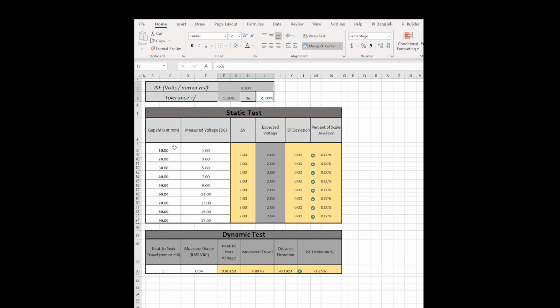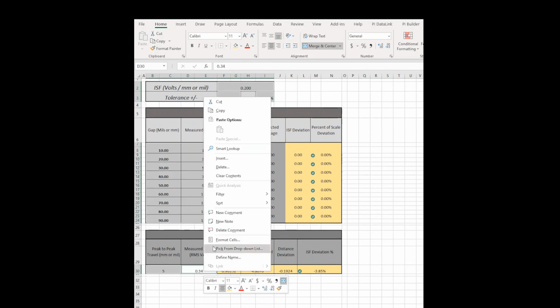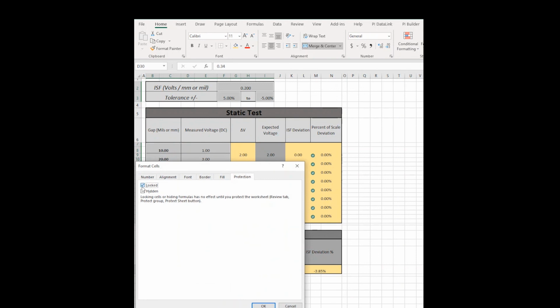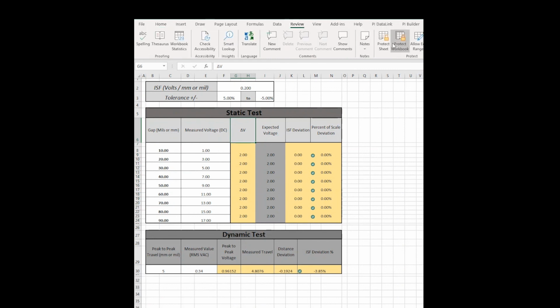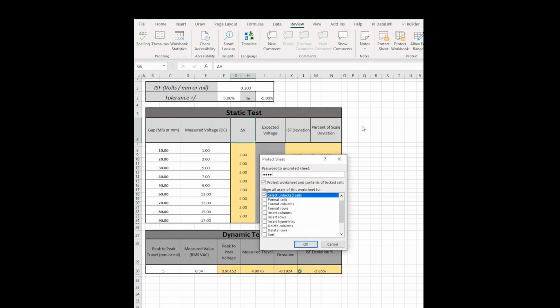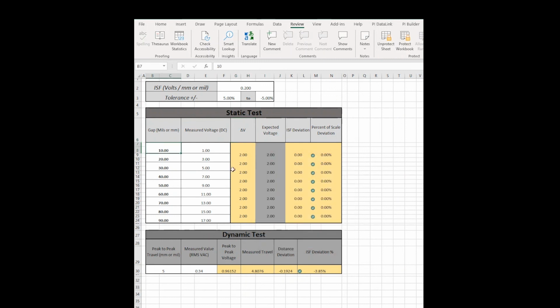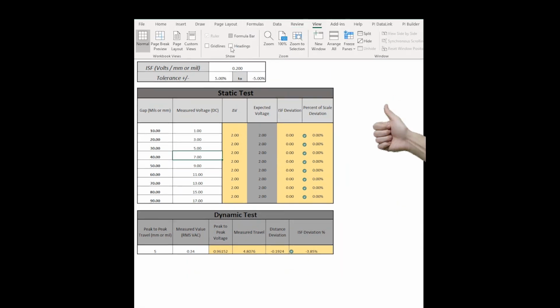And for a final step, let's highlight all of the white cells that we will be entering data in and go to the cell properties and unlock them. Now, when we go up to the sheet protection here and we protect the sheet, it will lock all of the cells except for the ones that you told it to unlock. Now, you can't access the cells that contain the titles or formulas. Now it's ready to be used.